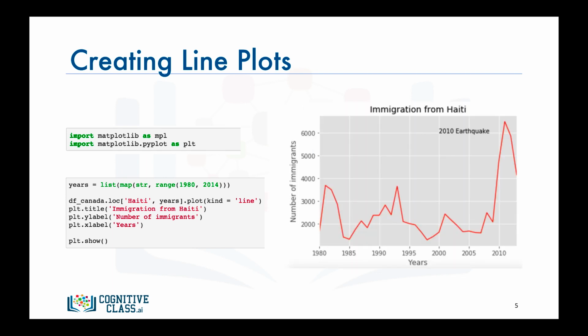Note that this is the code to generate the line plot using the magic function %matplotlib with the inline backend. And there you have it, a line plot that depicts immigration from Haiti to Canada from 1980 to 2013.